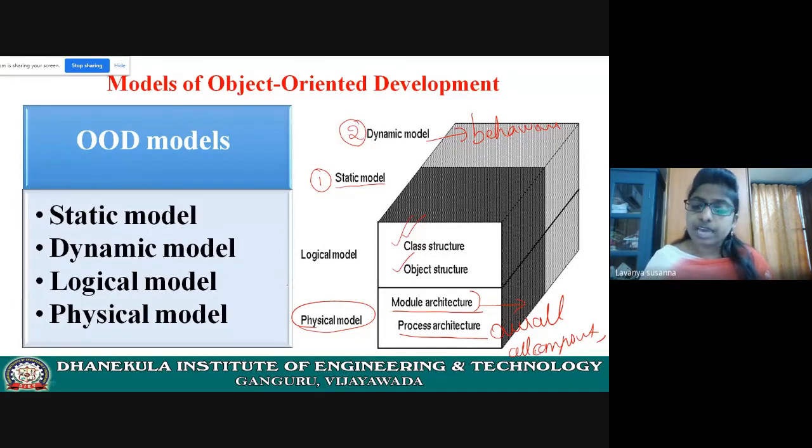Module architecture means it is a component level view, where the components are represented in some diagrammatic format. Process architecture is also an architecture which represents the overall view of the system. It contains all the components, all the processes, and all the users. It is an overall structure of the system. I hope you understood. There are four models: static model, dynamic model, logical model, and physical model.